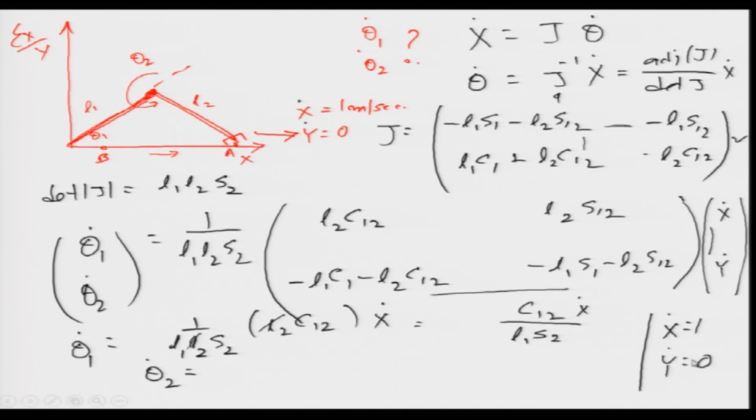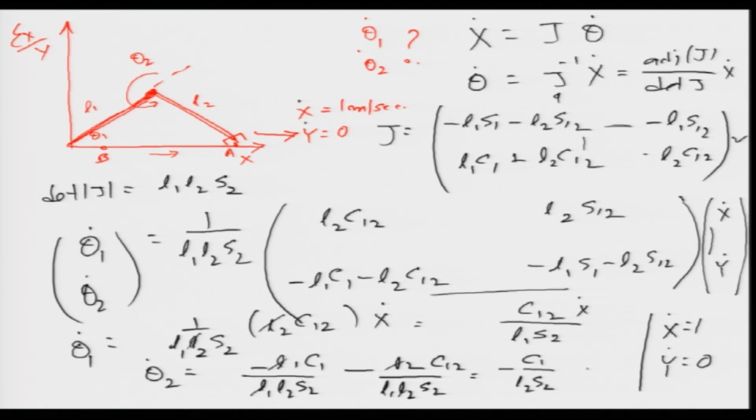Okay. So, basically when we are multiplying this into that, what will we be getting? θ2 dot is equal to minus L1 divided by L1 L2 sin θ2 into cos θ1 here, and the second term is minus L2 L1 L2 sin θ2 into cos θ12. Okay. So, here what we can see is this will cancel, L1 will cancel, L2 will cancel, and what we will be left with is minus C1 L2 sin θ2 minus C12 L1 sin θ2.